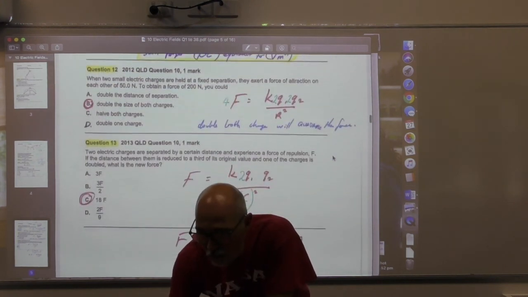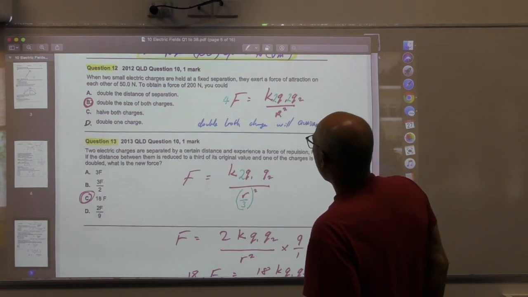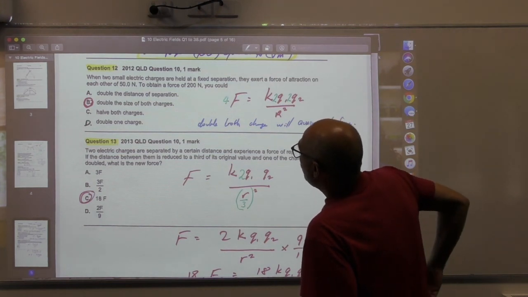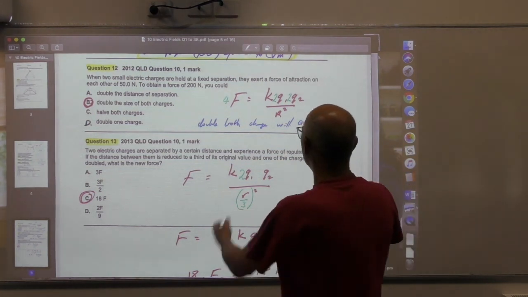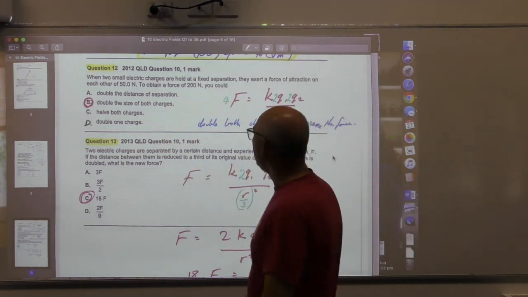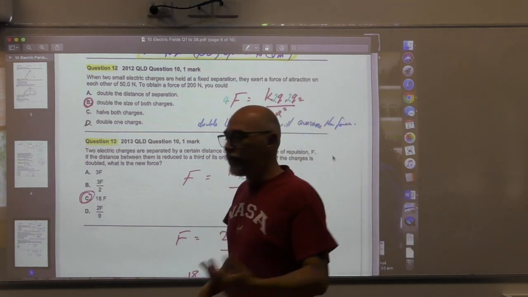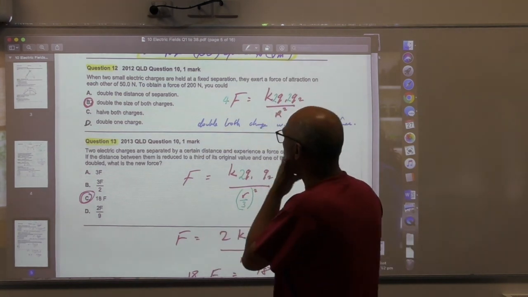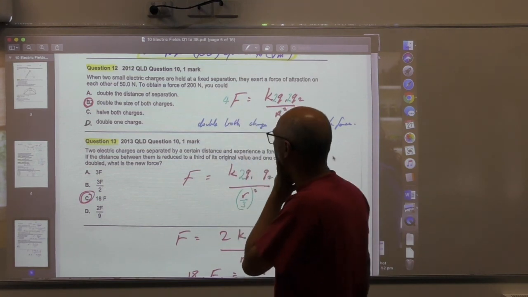Okay, next question 12. When 2 small electric charges are held at a fixed separation, they exert a force of attraction on each other of 50 newtons. To obtain a force of 200 newtons, you could do what? Well, you look at the formula that tells you what the force due to the 2 charges actually is. So F equals KQ1Q2 over R squared. Beautiful. Now you're going to say to yourself, well, I've got to go from 50 newtons to 200 newtons. So I've got to go 4 times more.